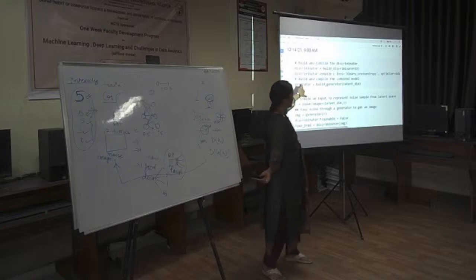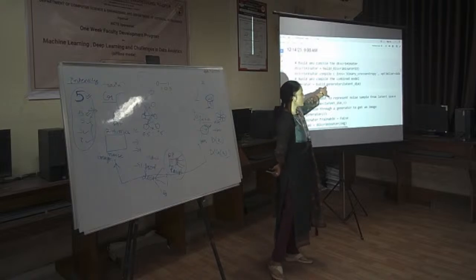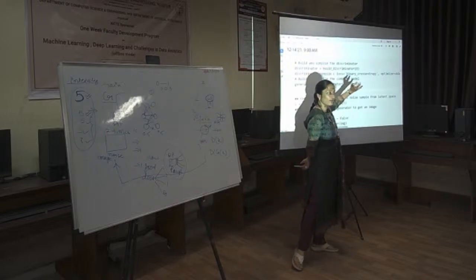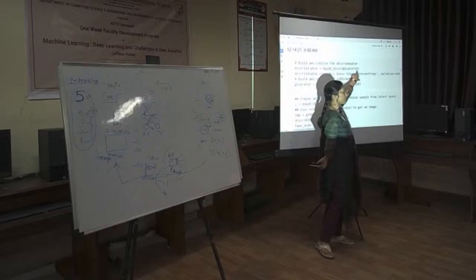For the generator, I am doing the same thing. From the build generator I return the model, and I am storing this into the generator. What is a sample? Sample is nothing but my latent dimension, that is 100. For the above case, D is the dimension of the original image.